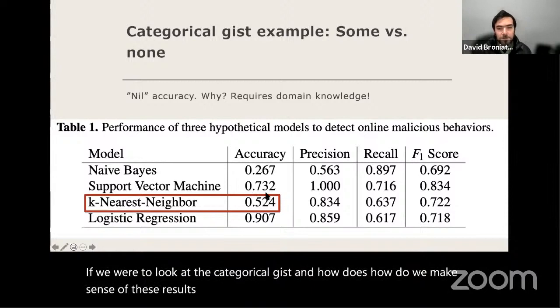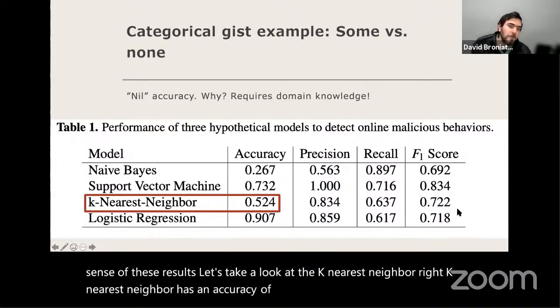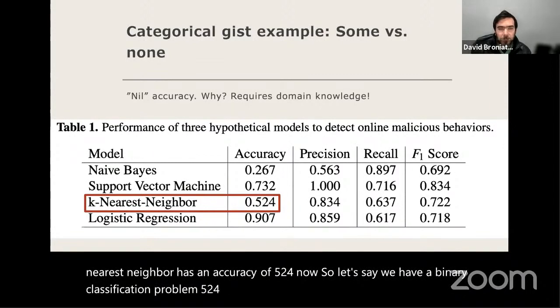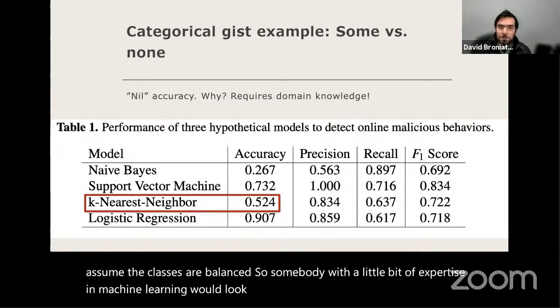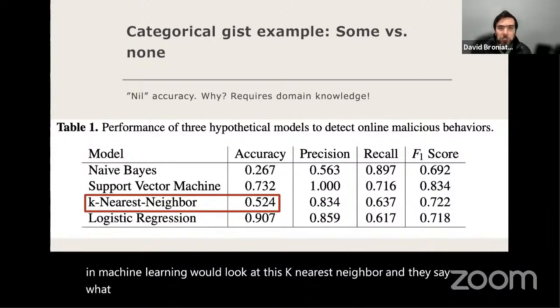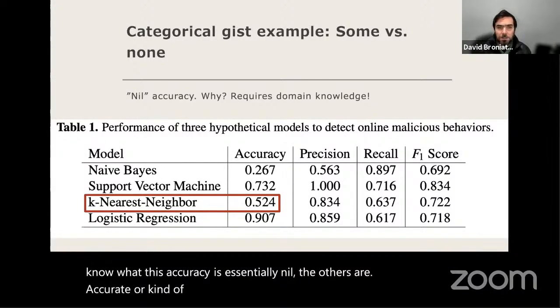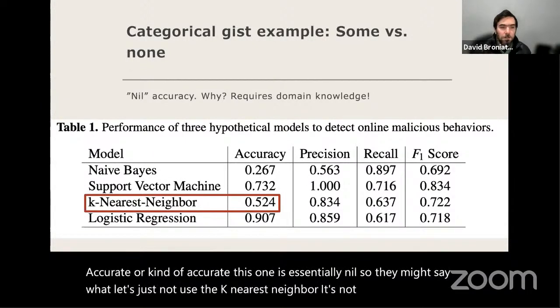Let's take a look at the k-nearest neighbor, right? K-nearest neighbor has an accuracy of 52.4%. So let's say we have a binary classification problem, 52.4%. That's basically like a random coin flip, and assume the classes are balanced. So somebody with a little bit of expertise in machine learning would look at this k-nearest neighbor and say, you know what, this accuracy is essentially nil. The others are accurate, or kind of accurate. This one is essentially nil. So they might say, let's just not use the k-nearest neighbor. It's not doing well. It's got basically no accuracy.